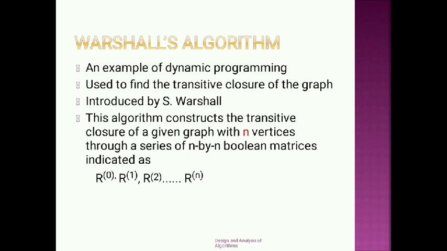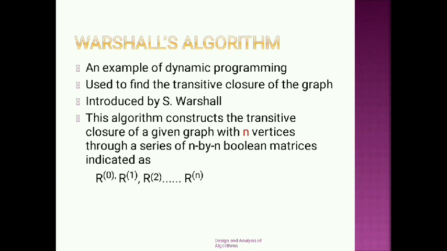Warshall's algorithm is one example of dynamic programming which is used to find the transitive closure of the given graph. It was introduced by S. Warshall, that is why the name is Warshall's algorithm. Using this algorithm, we can construct the transitive closure of the given directed graph with n vertices through a series of n by n Boolean matrices, which are indicated as R0, R1, R2, and so on up to Rn. As I told, this is a dynamic programming example.